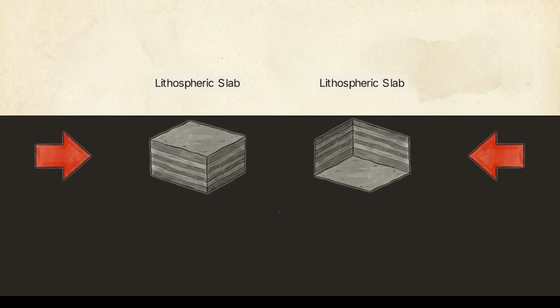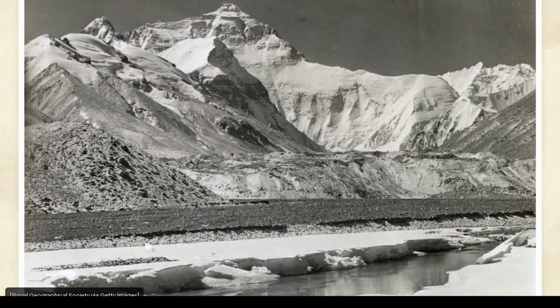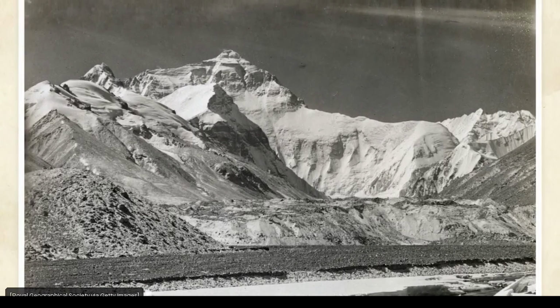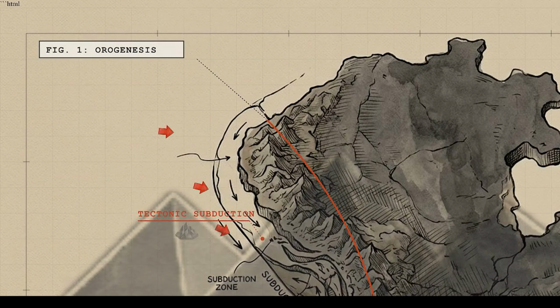When two plates directly collide, their edges crumple and push upward. The resulting fold mountains, like Mount Everest, showcase the immense vertical force of these collisions. Draw long, unbroken ridges along the leading edges of your colliding landmasses to represent these folds.